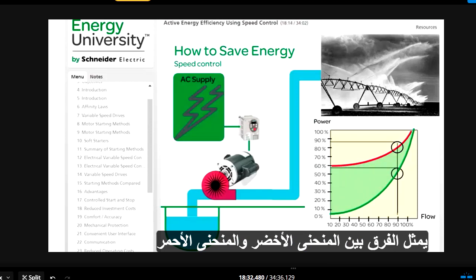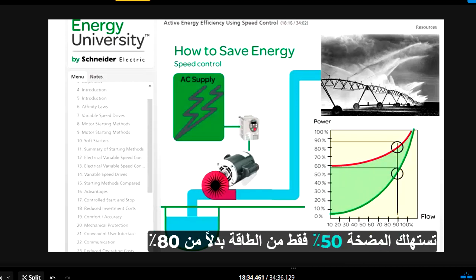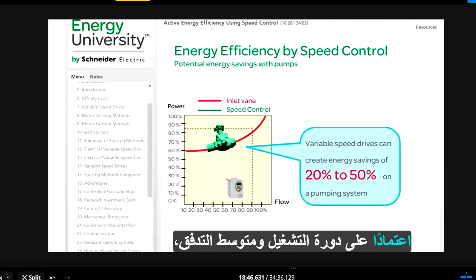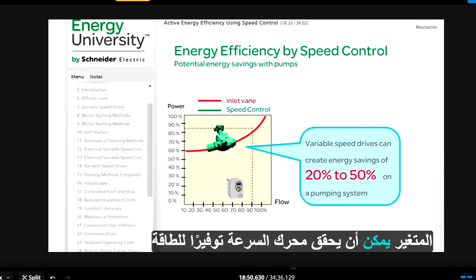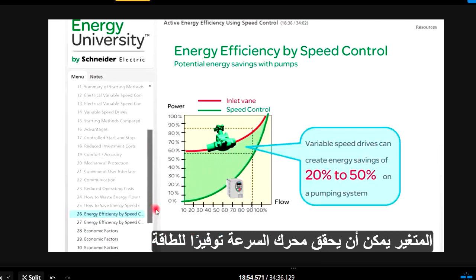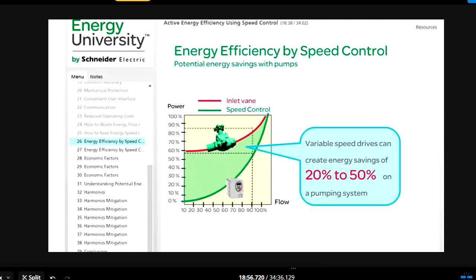Providing 80% of the flow, the pump only consumes 50% of the power rather than 80%. Providing 50% of the flow, the pump only consumes 20% of the power rather than 65%. Depending on the operating cycle and the average flow, the variable speed drive can create energy savings of 20 to 50% on a pumping system.